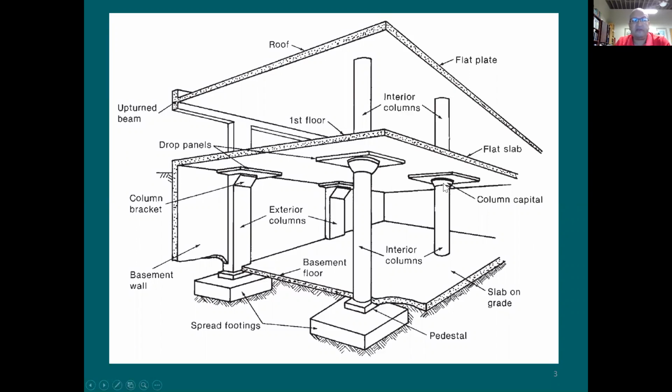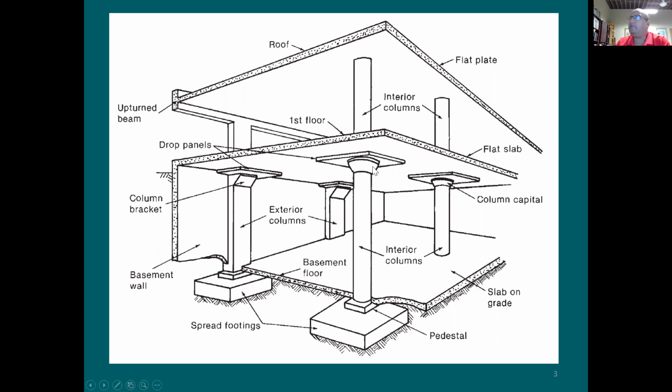So the reason that we have this column capital and drop panels is to control the punching shear. We call this punching, and since it's going to be like penetration or punching like this, it's going to be a shear effect. It is not going to be like flexure, like a moment. It's not going to be an axial load causing this punching. It's going to be a shear that causes this punching. And this is the reason that we call it punching shear.